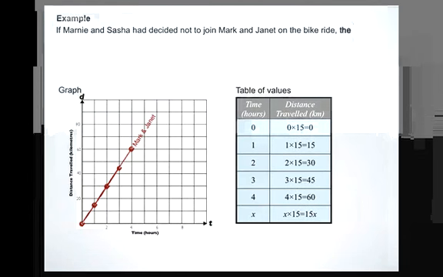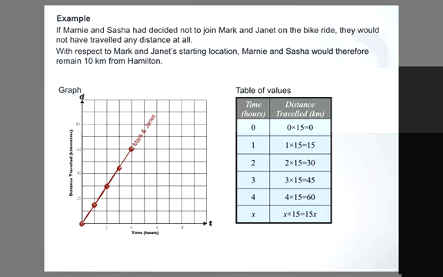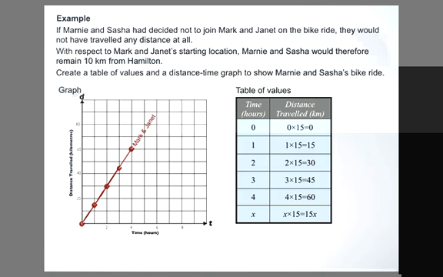Example continued. If Marty and Sasha had decided not to join Mark and Janet on a bike ride, they would not have traveled any distance at all. With respect to Mark and Janet's starting location, Marty and Sasha would therefore remain 10 kilometers from Hamilton. Create a table of values and a distance time graph to show Marty and Sasha's bike ride. Well, again, we already have the graph and the table of values. Let's just add an extra column for Marty and Sasha.